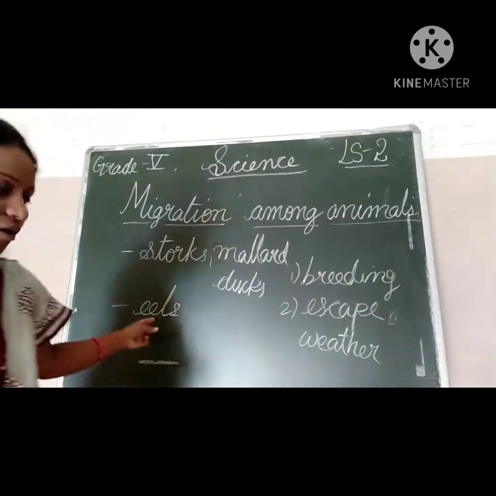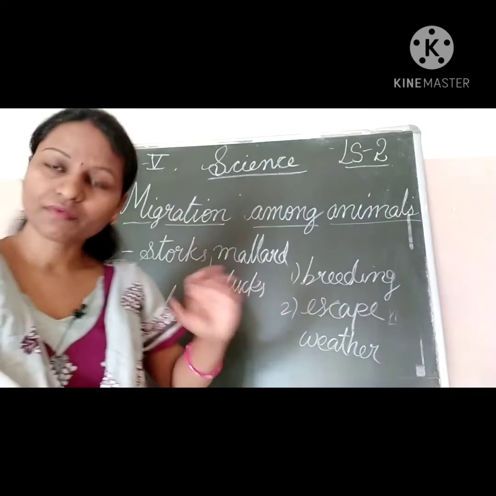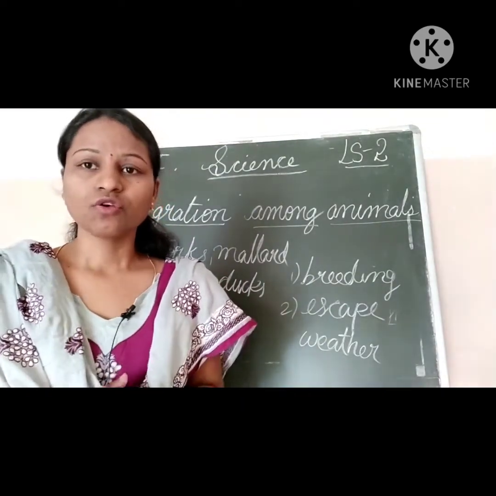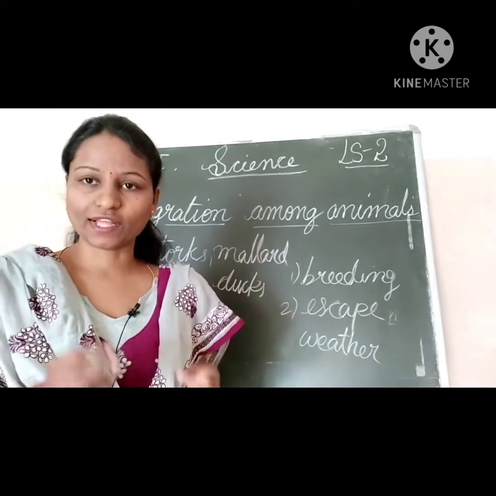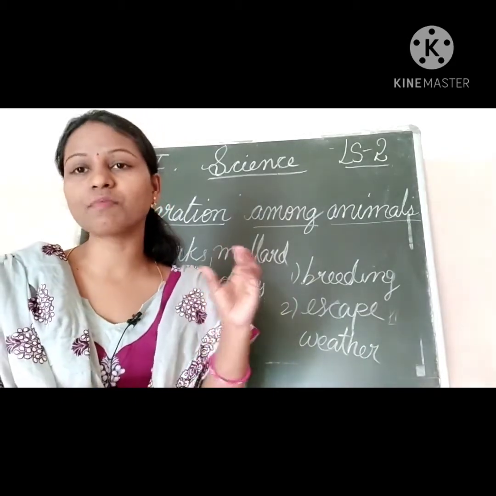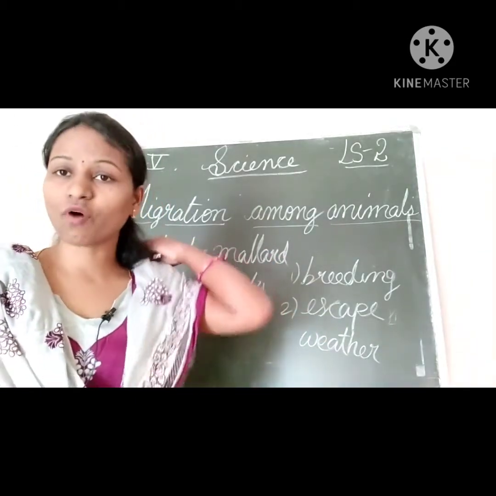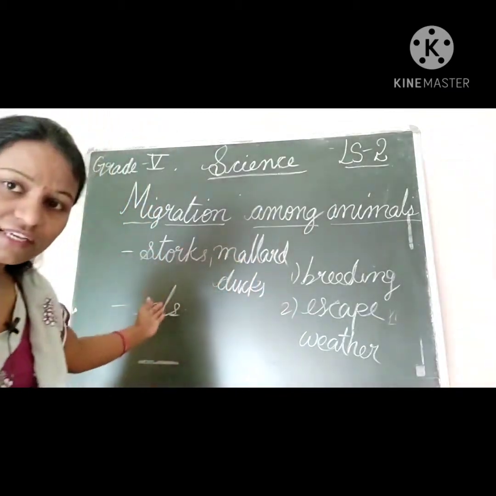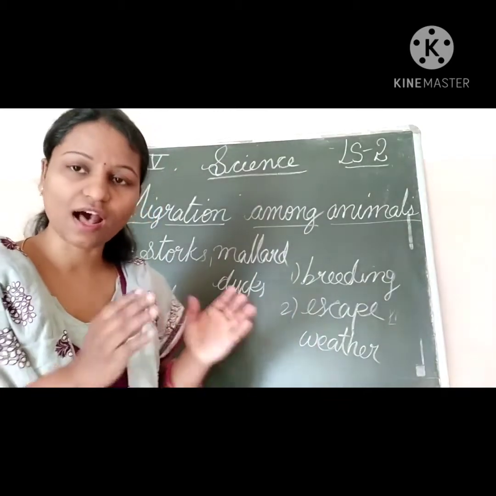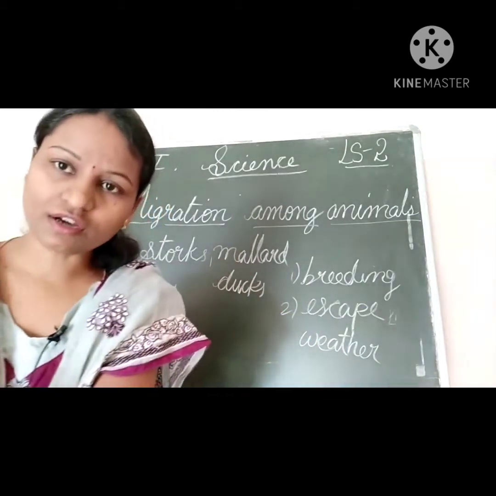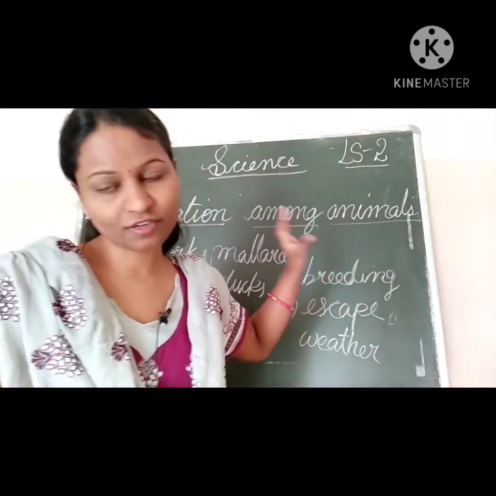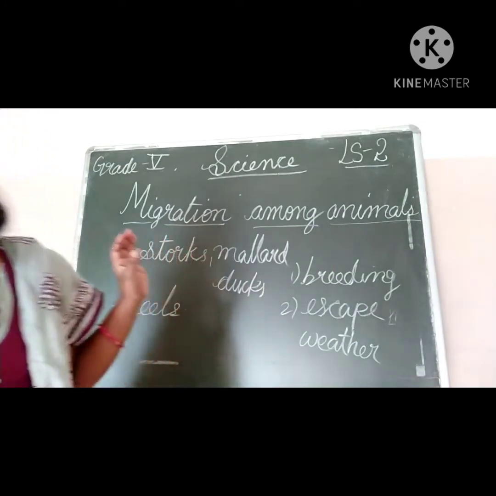So the eels are moving from the river to the sea to lay eggs. So what happens in the sea? When the eel lays the eggs, small larvae will form, and then what happens? The parent eels die. Then the young eels migrate back to the river, because the breeding purpose has already been done. Okay children, so you have understood this much. Okay, next one.